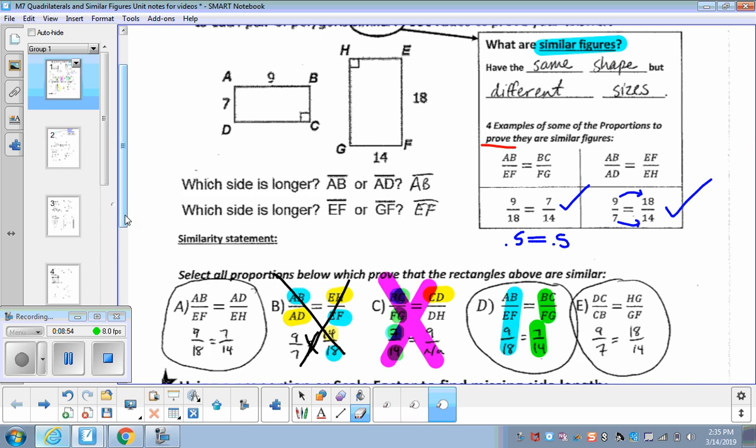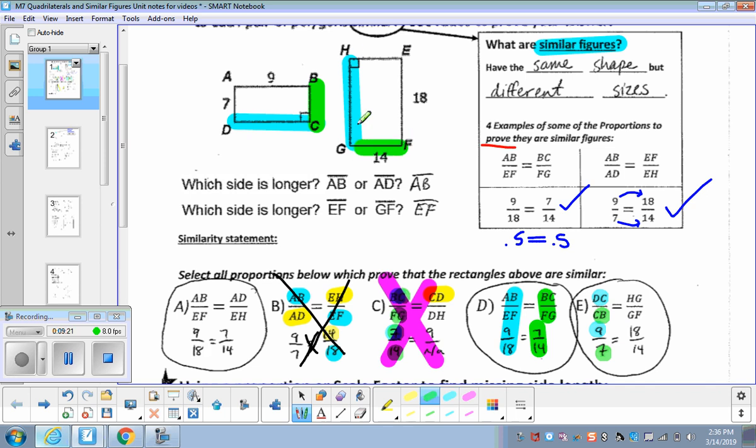Okay, so for the last one, side DC is right here in blue, and then side CB is going to be the height, and so it's saying from base to height. It's comparing base, which is 9, to the height, which is the 7. So now we're going to check to see if the other one does its base to height. Is HG the base? Yup. And is GF the height?